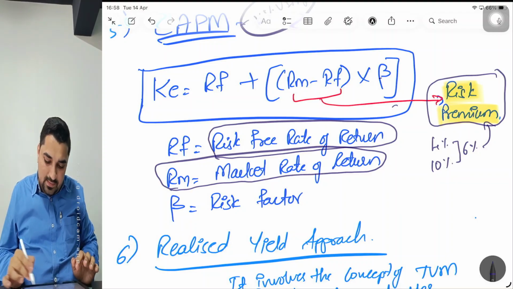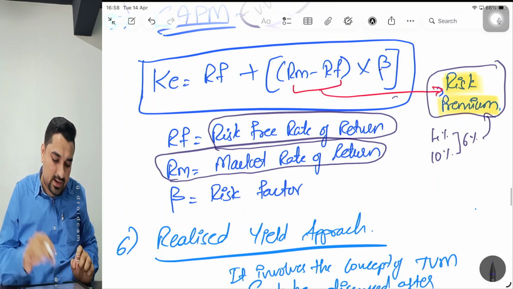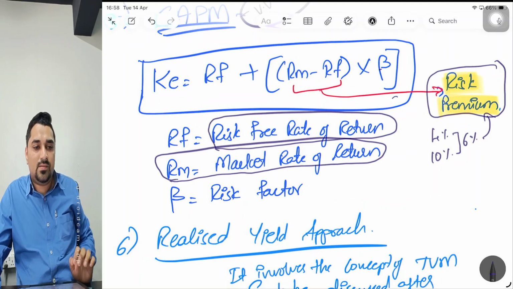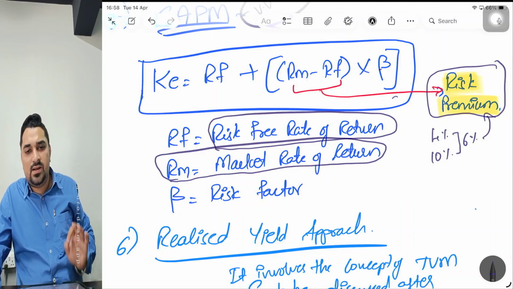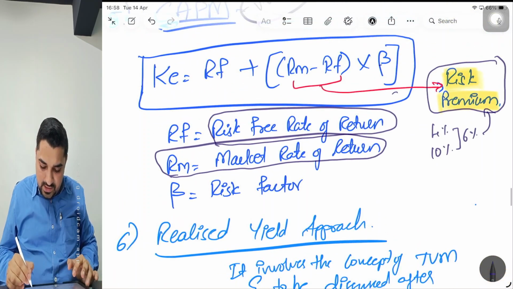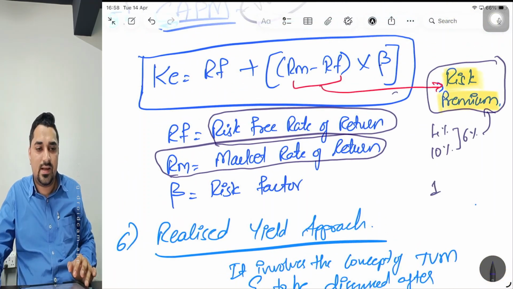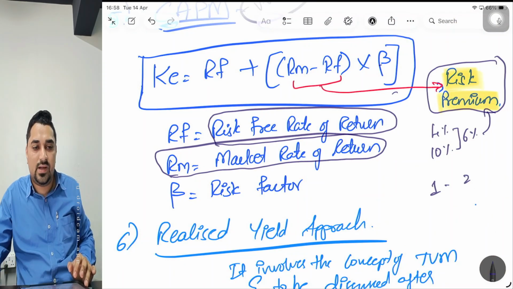Now you have to multiply your risk premium with your beta, and then you need to add RF. So what is the formula for CAPM? K equals RF plus (RM minus RF) into beta. Again, what do you mean by risk premium? Risk premium means RM minus RF. Yes. For the stock market, beta is generally considered as 1. So if my beta is more than 1, say if my beta is 2 times, it means what?